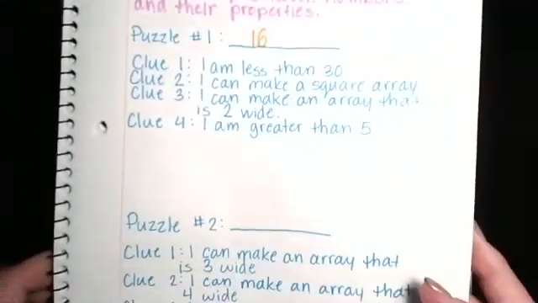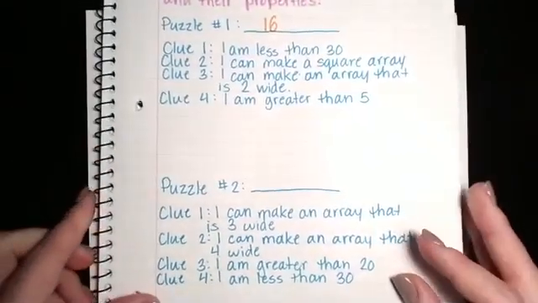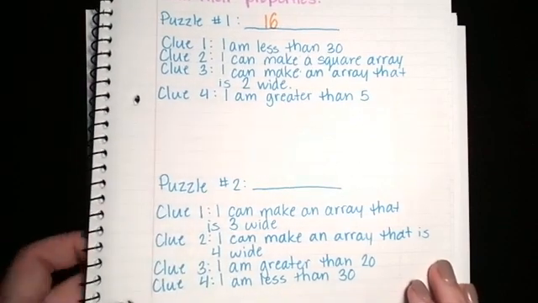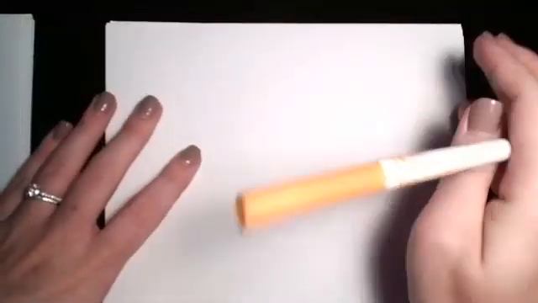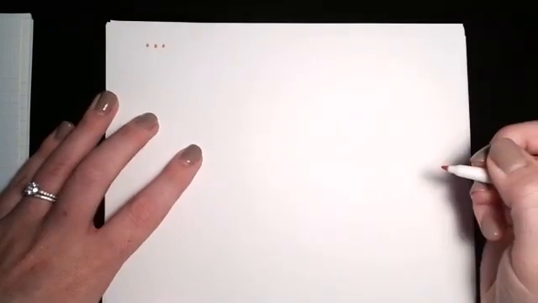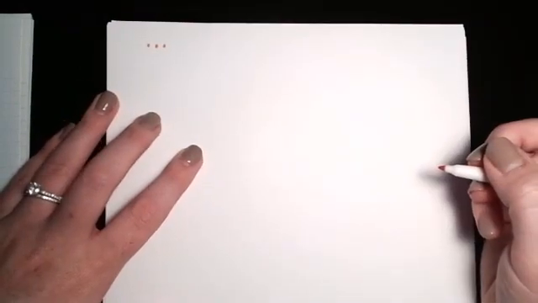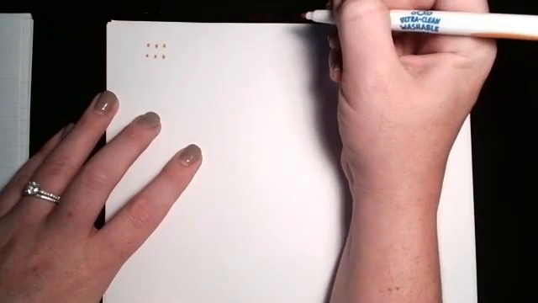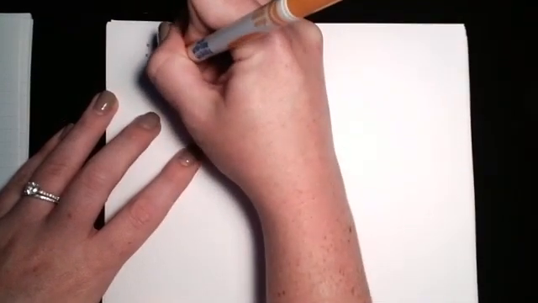All right, puzzle number 2. Okay, clue number 1. I can make an array that is 3 wide. Okay, so let me go ahead and start by drawing out an array that's 3 wide. 1, 2, 3. Okay, so I could start with just 3. I could add on another one. That would be 6, 9.